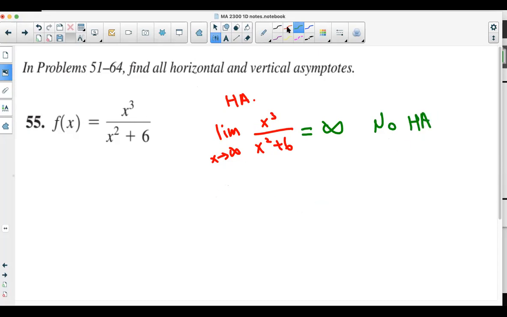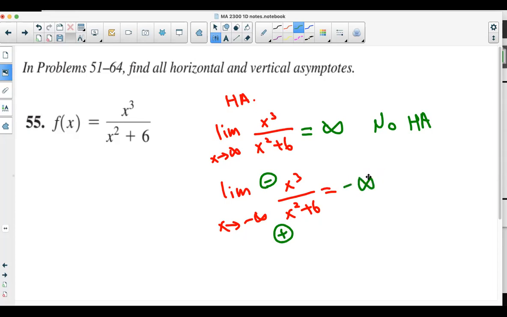Let me go for the left side and see what happens. x cubed over x squared plus 6. In this case, top is still heavier, so it's going to be some sort of infinity. But my top is negative because negative to the third power is negative. The bottom, negative squared, becomes positive. Negative over positive, what do we get? Negative. So negative infinity. Still no horizontal asymptote.